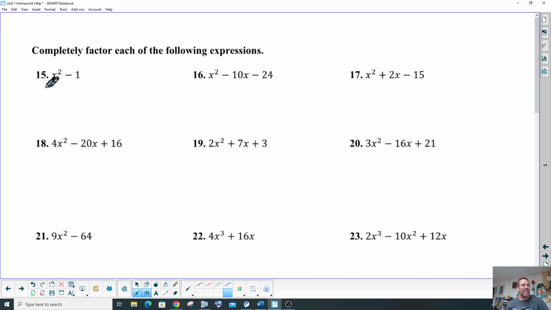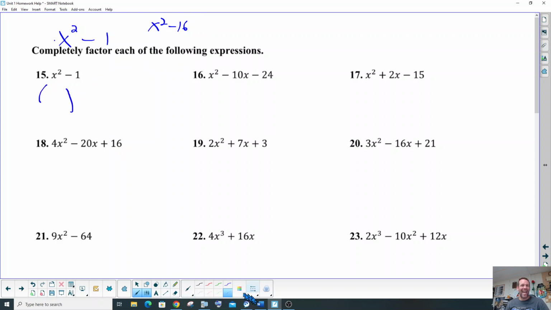So number 15, we have x squared minus 1. And so that's special because it has an x, it has a squared, it has a minus, and it has a perfect square. So another perfect square could be like, I don't know, x squared minus 16, for example. And so x squared minus 1 is going to factor.